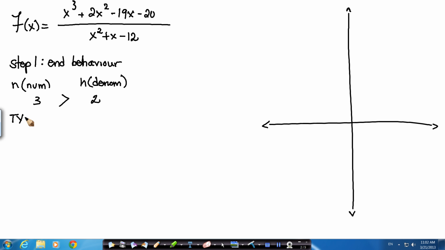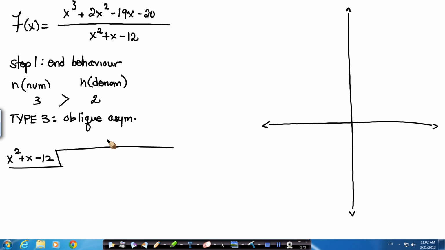This is type 3. This means we have an oblique asymptote. So we're going to have to do a little long division. We're going to have to divide x squared plus x minus 12 into x cubed plus 2x squared minus 19x minus 20.